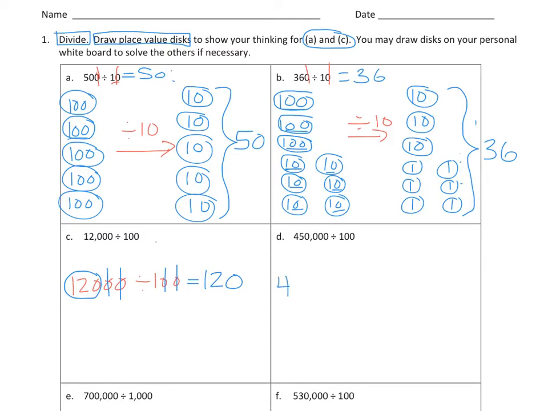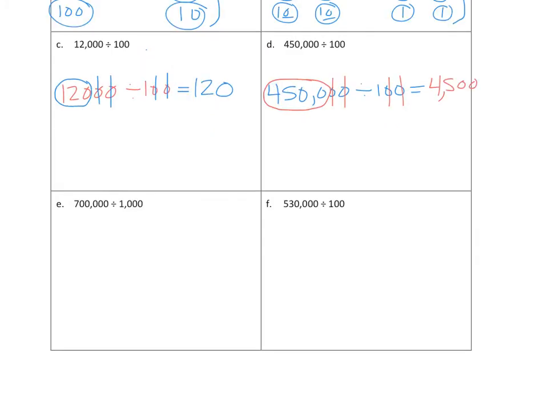Let's do the next one, 450,000, write it down, divided by 100. It's going to get 100 times smaller. That means we're going to need to take away zeros. There's 2 zeros in 100. So that means we're going to take 2 zeros away from 450,000. And what's left over is 45 and 2 zeros, or 4,500. Down to E, we have 700,000.